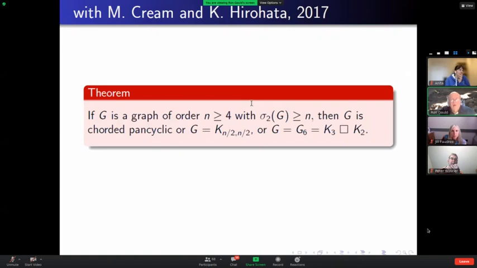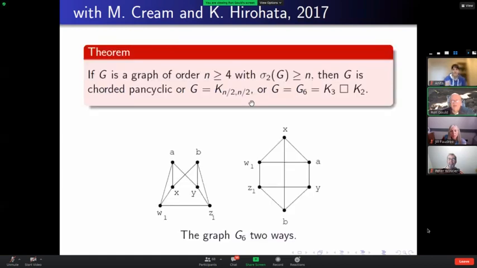But what we were able to show was that if we had sigma 2 at least n, the Ore type condition on Hamiltonian graphs, then G is chorded pancyclic, or it's the complete balanced bipartite graph, or it's this graph that I call G6, which is K3 Cartesian product with K2. And there's G6 drawn two different ways. And it's pretty easy to see, especially with the right-hand drawing, that there's no chorded 4 cycle in that graph. So that would be the problem.